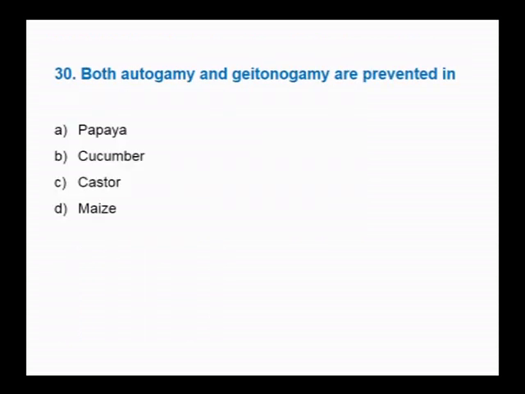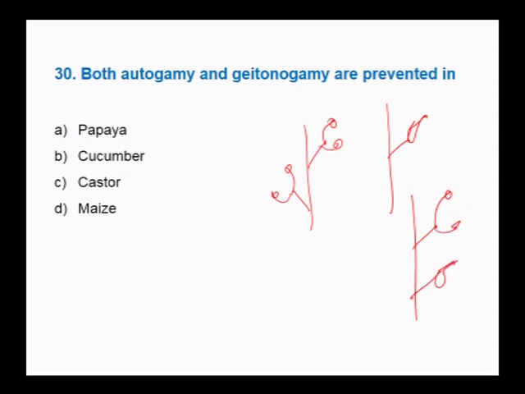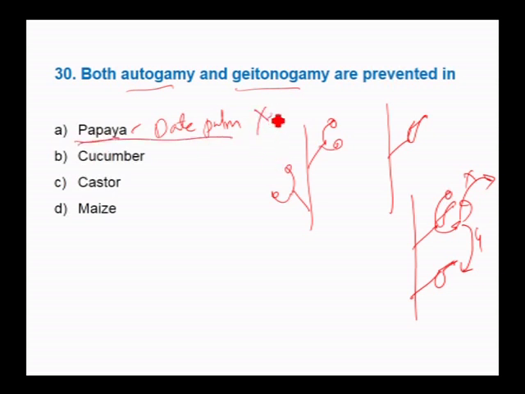Next question, both autogamy and geitonogamy are prevented in. See, autogamy and geitonogamy are prevented only when the plant is dioecious. Because if it is monoecious, geitonogamy is possible and even xenogamy is also possible. Suppose the plant is bisexual, autogamy is also possible. Autogamy and geitonogamy both can be prevented only when the plant is dioecious, like papaya and date palm. In papaya and date palm, they are dioecious plants. They can go for only xenogamy or allogamy. Therefore, the answer is papaya.